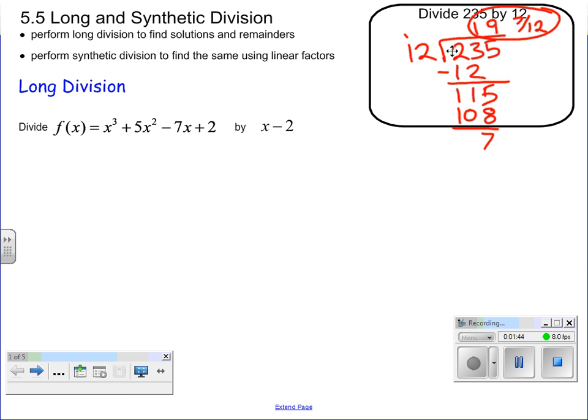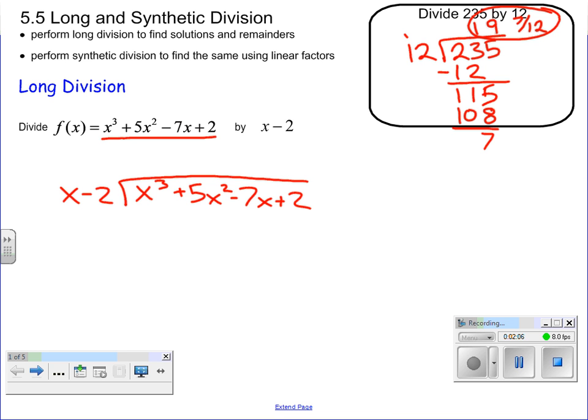Okay, we're going to apply that same setup to polynomials. So notice here what I have is the polynomial right here. So I'm going to start with that: x cubed plus 5x squared minus 7x plus 2. And I'm going to divide by x minus 2. Now, just like we did with the numbers here, I'm going to look to see how many times x minus 2 goes into this polynomial. So where do you start? You always start with the first term.